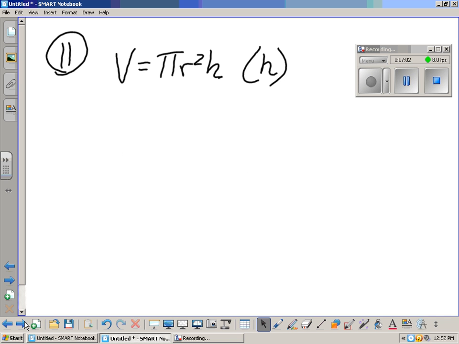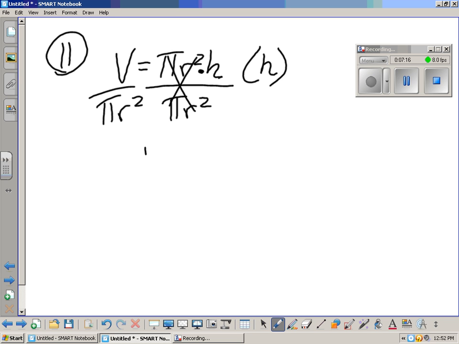All right, number 11. We're solving for h. Since the h is separated from the pi r squared by multiplication, the inverse would be division, so I'm going to divide both sides by pi r squared. So I get h equals v divided by pi r squared.